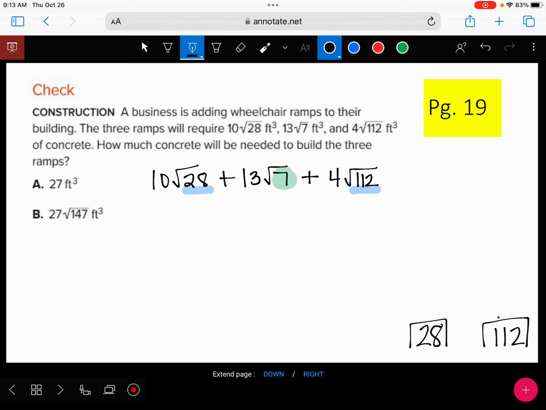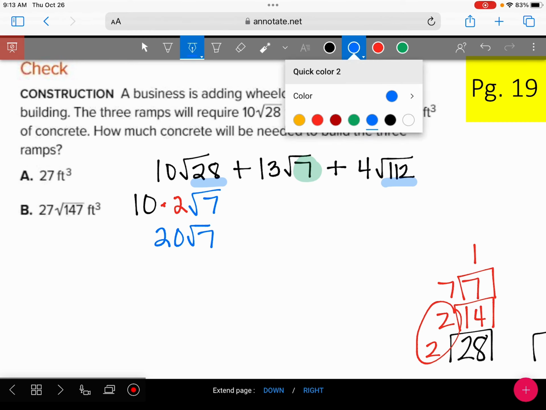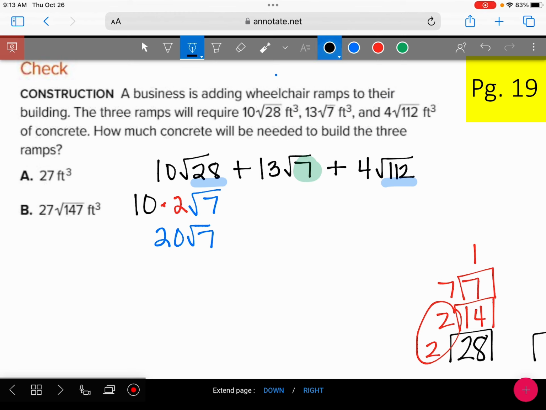Okay, so when I build the cake for 28, first we're going to divide it by 2. So 2 goes into 28 14 times. 2 goes into 14 7 times. 7 goes into 7 one time. So that means that I have a pair of 2s that's going to come out. So that will be 10 times 2 root 7, which is 20 root 7. And then the second term is already simplified, so we're not changing that one at all.